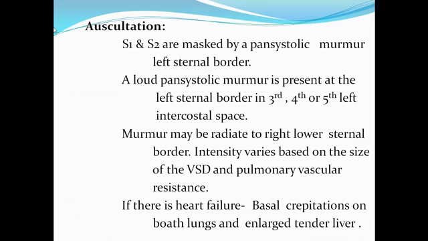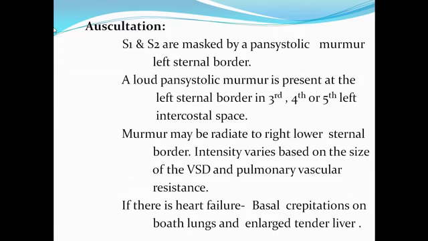When you auscultate the precordium, what do we hear? The first heart sound and second heart sound are masked by a pansystolic murmur at the left sternal border. Because the murmur is pansystolic, the murmur sound masks the first and second heart sounds. A loud pansystolic murmur is present at the left sternal border in the third, fourth, or fifth left intercostal space. When we auscultate there, we hear a pansystolic murmur.